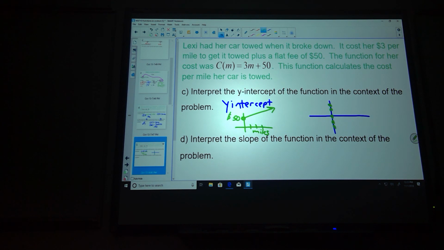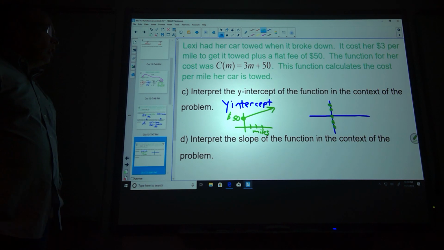Okay? So why does the graph not go this way? Because you can't start driving negative miles. What if he's driving in reverse though? Still not negative miles. You're driving backwards, making that beep beep sound, and it still doesn't matter. You're still driving a distance.